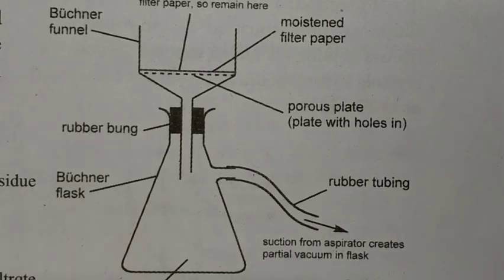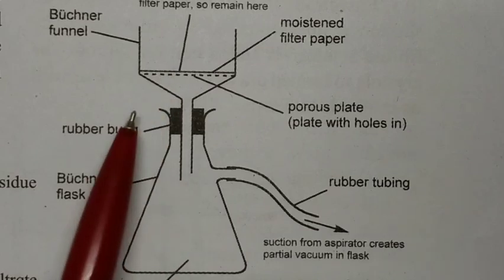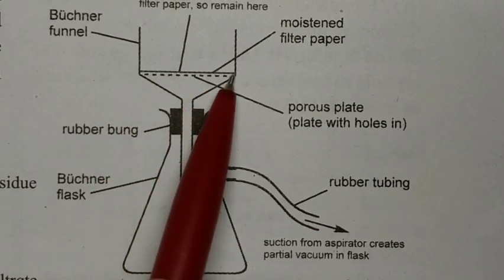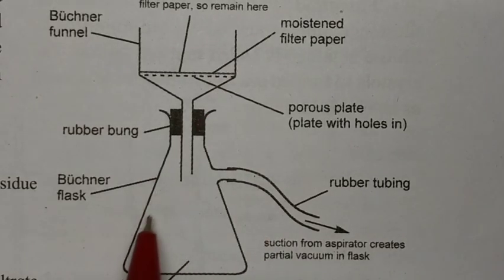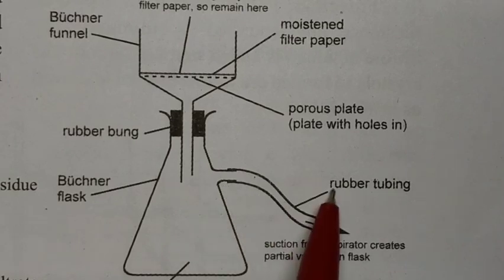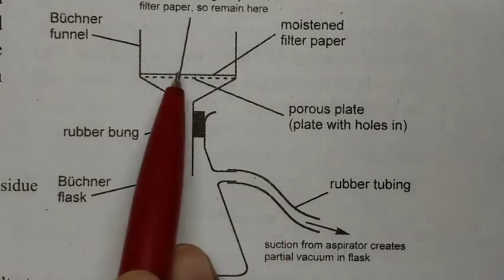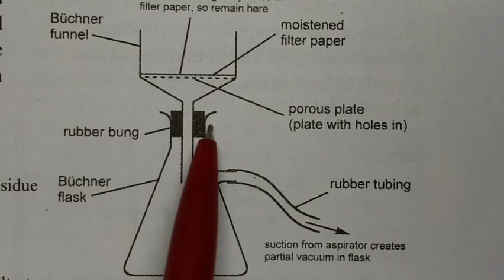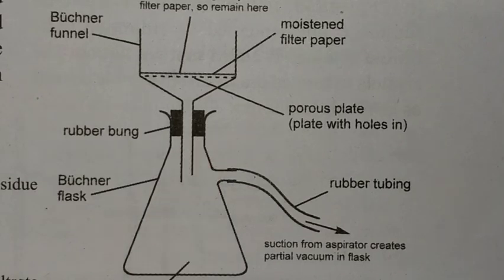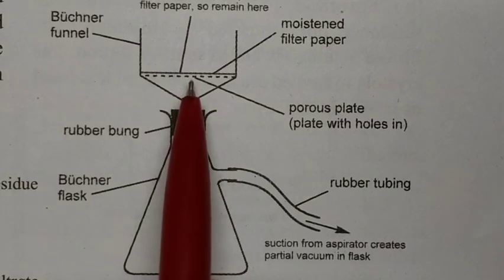This setup is for filtration under suction, in which this is the Buchner funnel having holes at the bottom. This is the thick wall conical flask with a side arm to which a rubber tube is connected. This is the Buchner funnel placed at the mouth of the conical flask with a rubber cork. Now filtration is carried out with the help of the suction pump.